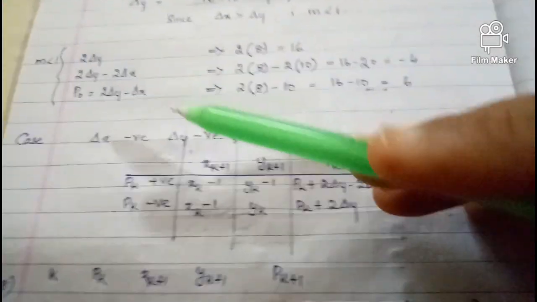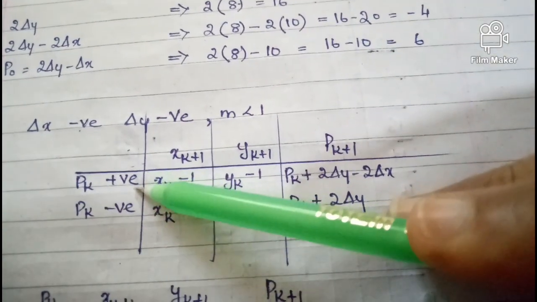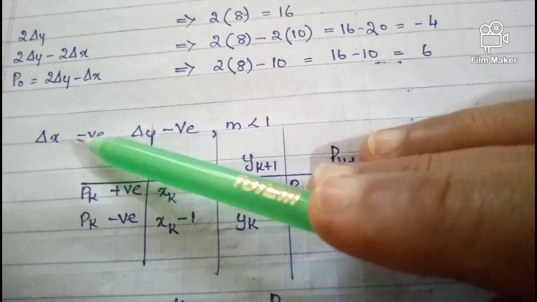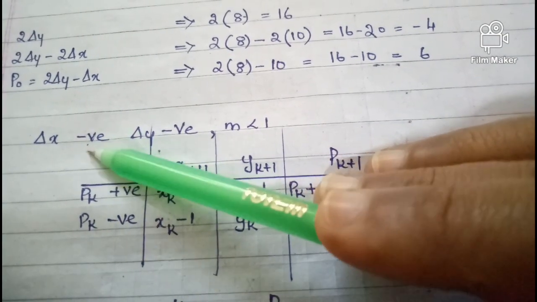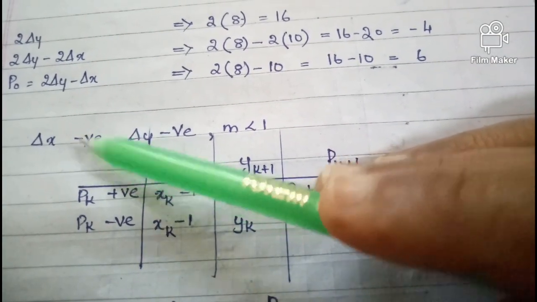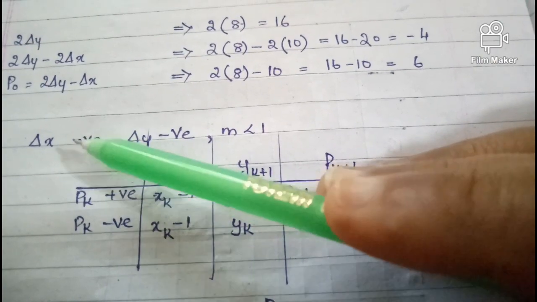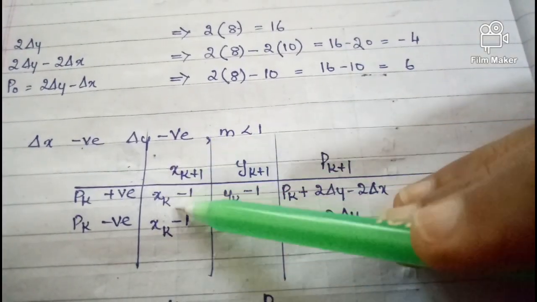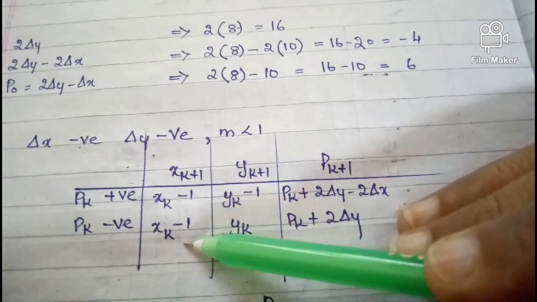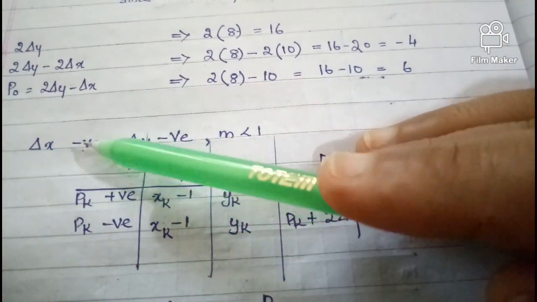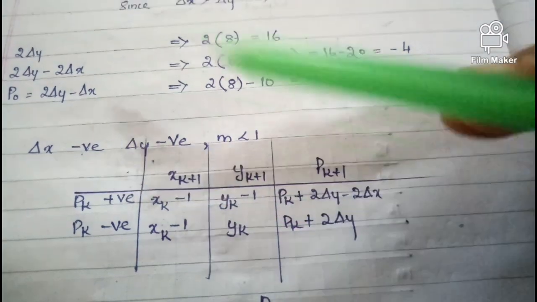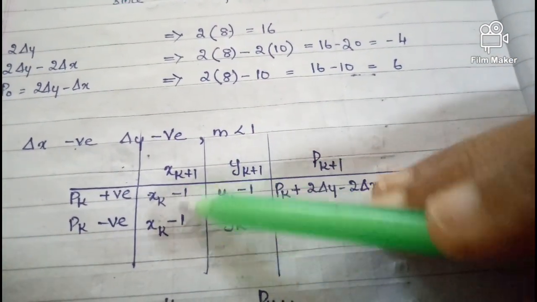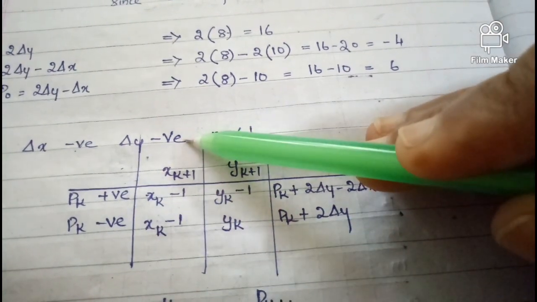Let us find the plotting points. When pk is positive, delta x is negative, that means x should decrement. And since it is an m less than 1 case, x will decrement in both the situations. What about y?